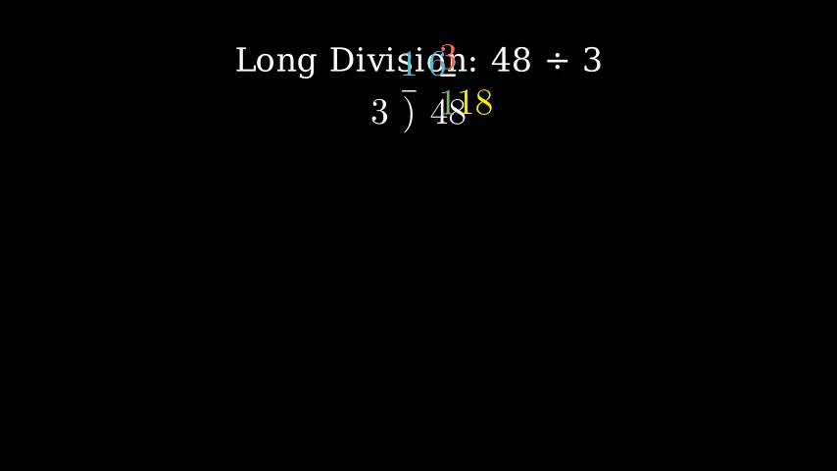It goes in 6 times. We multiply 3 times 6, which equals 18. Finally, we subtract 18 from 18, which gives us 0. Since we have no remainder, we're done. Therefore, 48 divided by 3 equals 16.